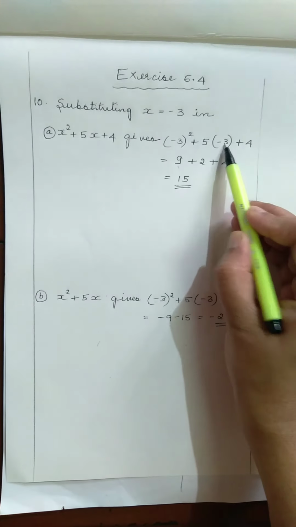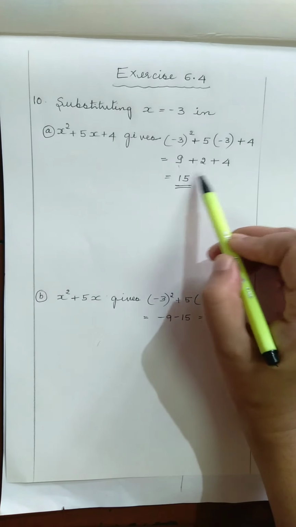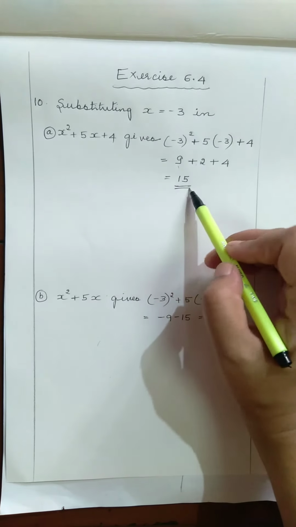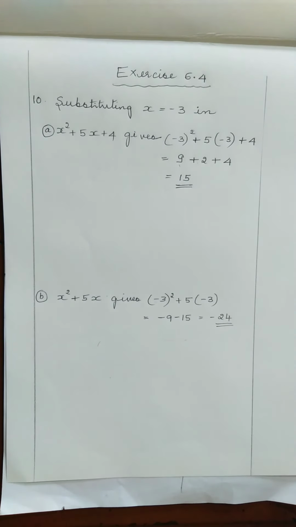And 5 threes are 15. So, it is not 2. Plus 4 is correct. The answer they have got is 15. But this is having the error. So now we have to correct and we have to write the statement.